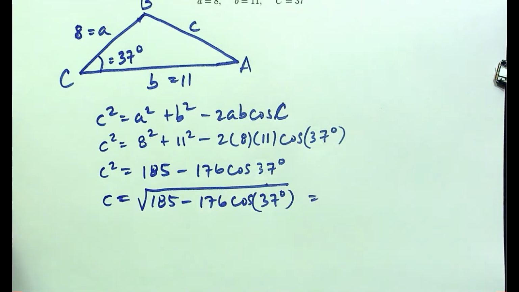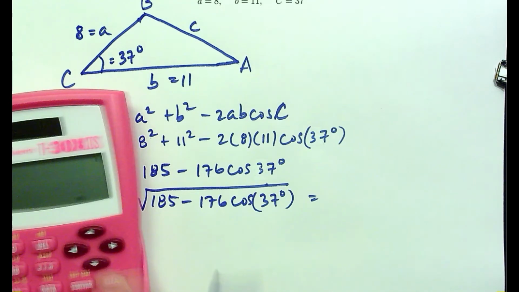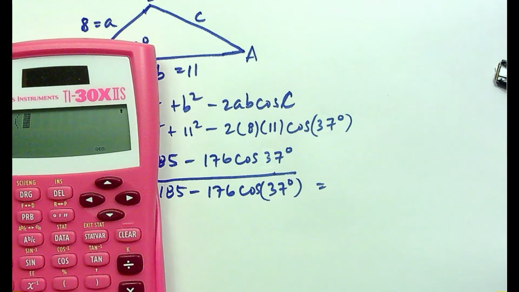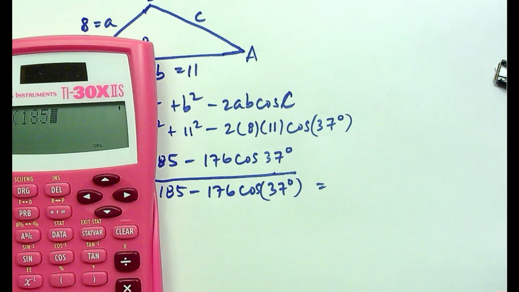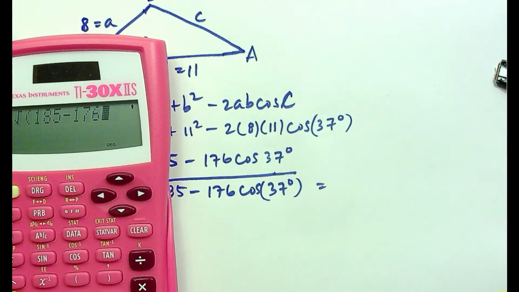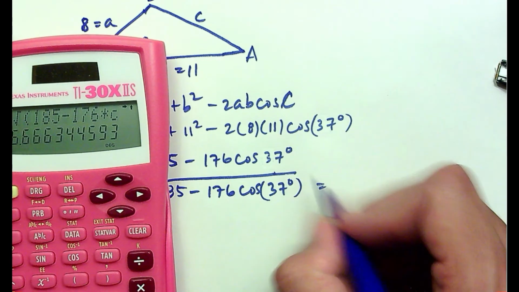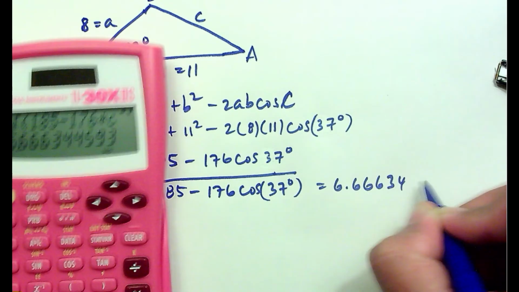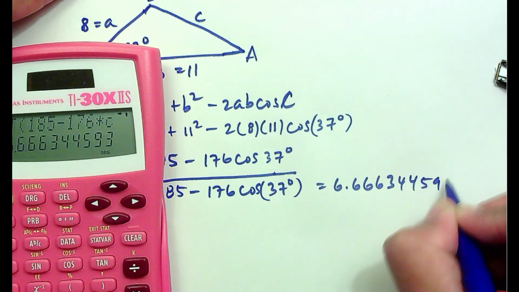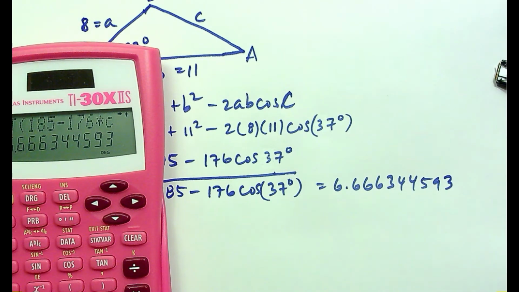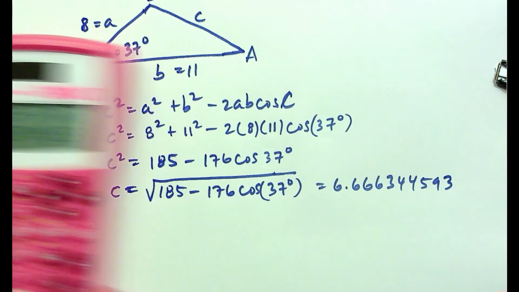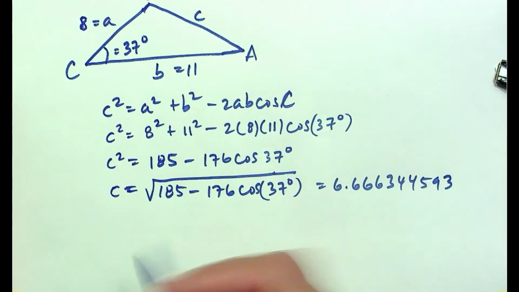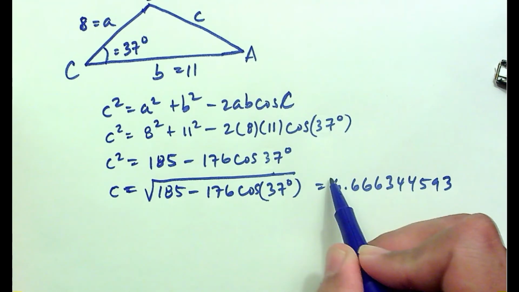So let's enter this in the calculator and get the value of c. So square root of 185 minus 176 times the cosine of 37. Ooh, this is 6.666344593. Okay, so that is the value of c. Don't round yet.